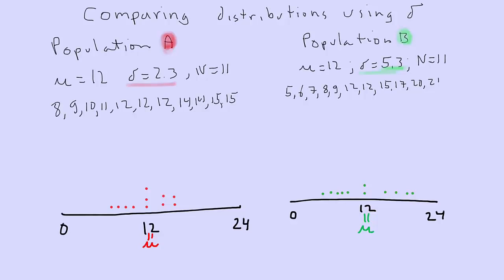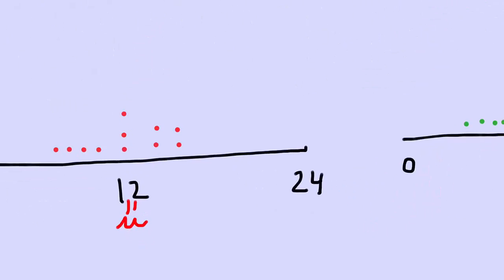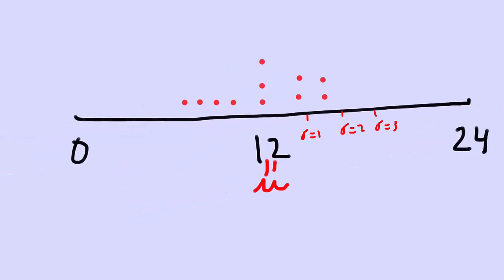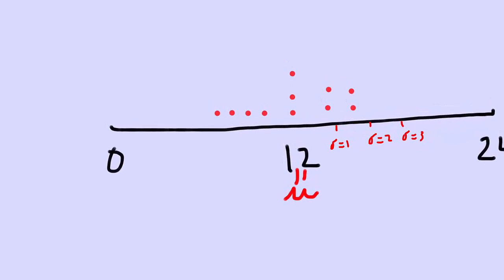Let's look a little bit closer. To the left, we have standard deviation 2.3. Let's take a look. From 12, this is 14, so 2.3, that's going to be sigma equals 1. Sigma equals 2 is going to be another 4, that's going to be about 16. And sigma equals 3, it's going to be way past the maximum of the distribution.